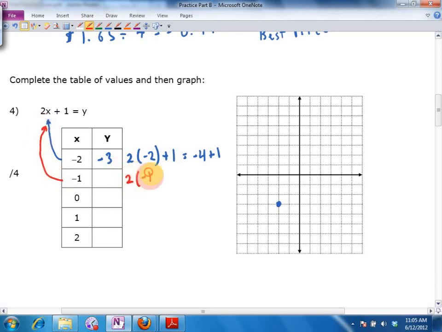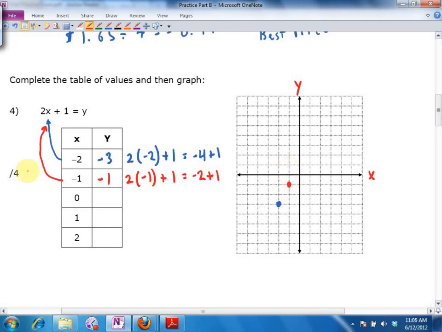Okay, this is the x, this is the y, always, right? The x is horizontal, the y is up and down. So always keep that straight. So I get 2 times negative 1, negative 2, plus 1. I end up getting negative 1. So negative 1, negative 1 is left 1, down 1. There's my second point.